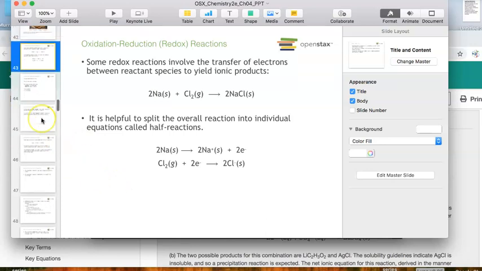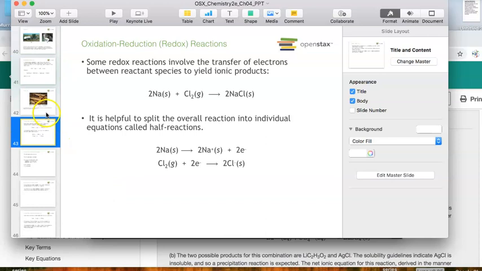All right, so we've talked about precipitation reactions. We've talked about neutralization reactions, which involve acids and bases. And now we need to do a couple of examples here, and then we'll move on to what are called redox reactions, or oxidation-reduction reactions.